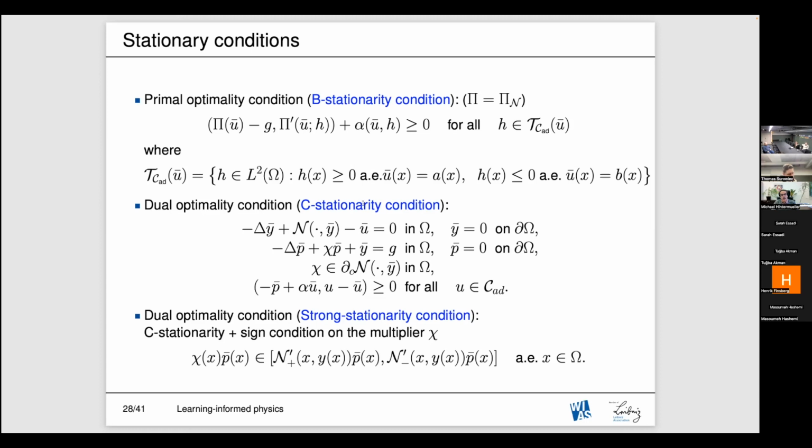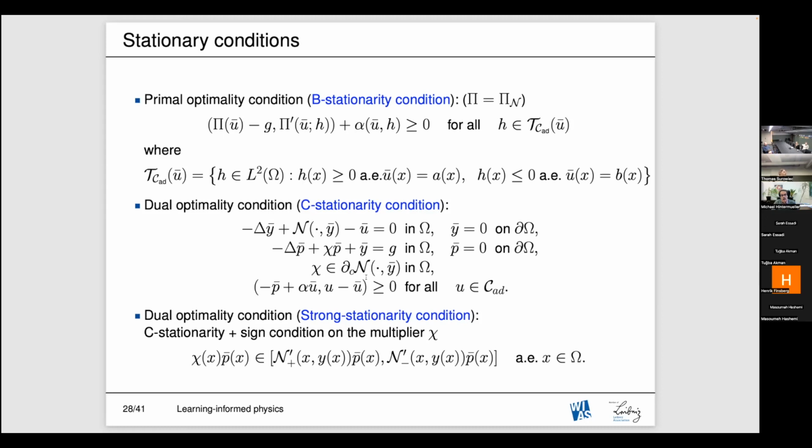And you can see the state equation in the first line. You can see the adjoint equation in the second line. You see this multiplies chi and the adjoint state p, which have to satisfy that chi is in this Clarke subdifferential, that's what the subscript C means down there, of the N at the solution y bar. And the last one is just the usual variational inequality for optimality of the control.